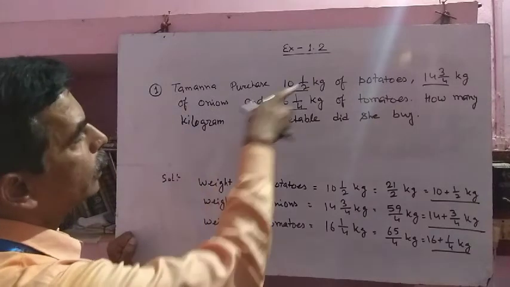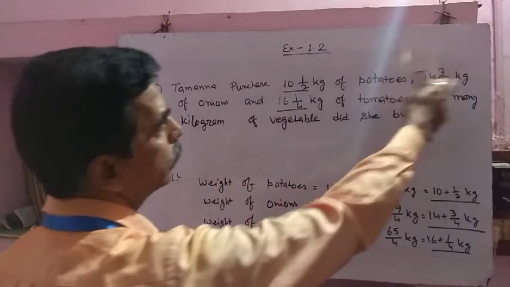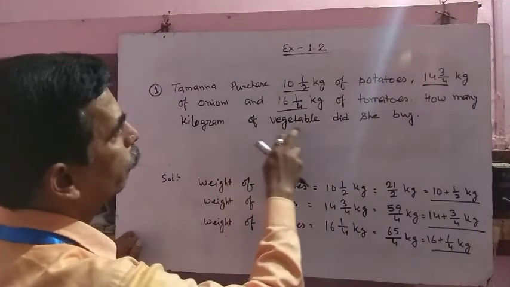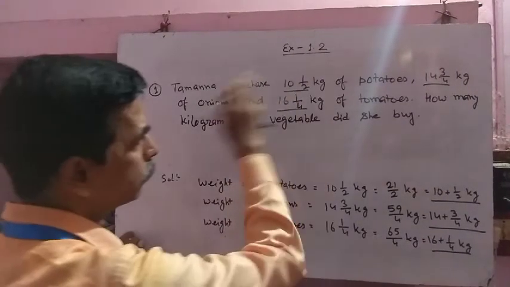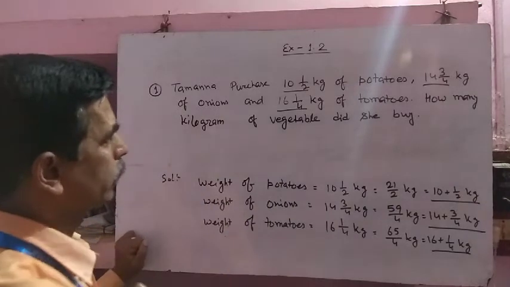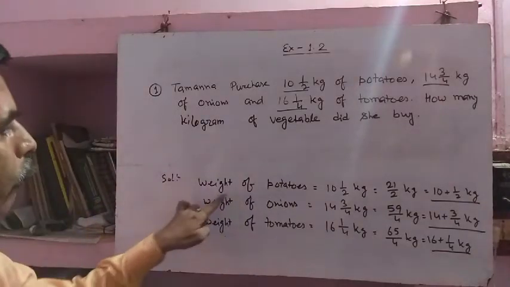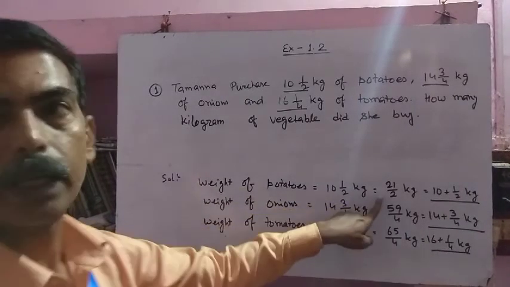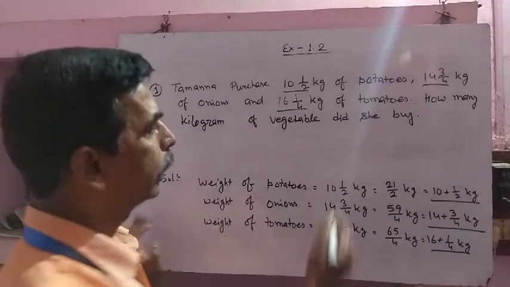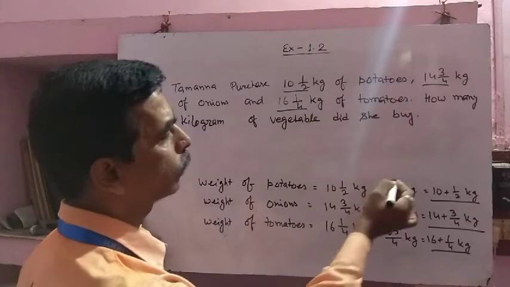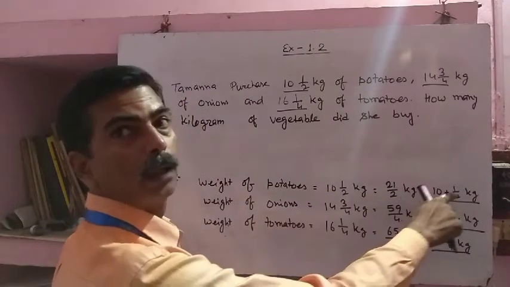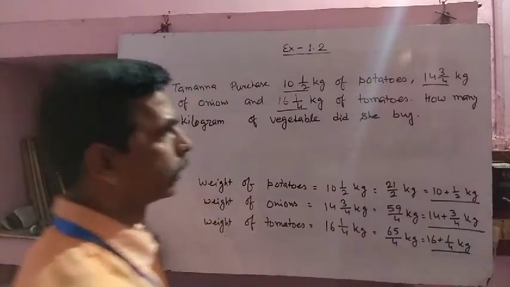Tamanna purchased this much kg of potato, this much kg of onion, this much kg of tomato. How much kilogram of vegetables did she buy? This is a word problem, so we have to write the statement also. So the weight of potato is equal to 10 1 by 2 kg. We can write that as 10 times 2 is 20 plus 1, 21 by 2 kg, or 10 plus 1 by 2 kg.